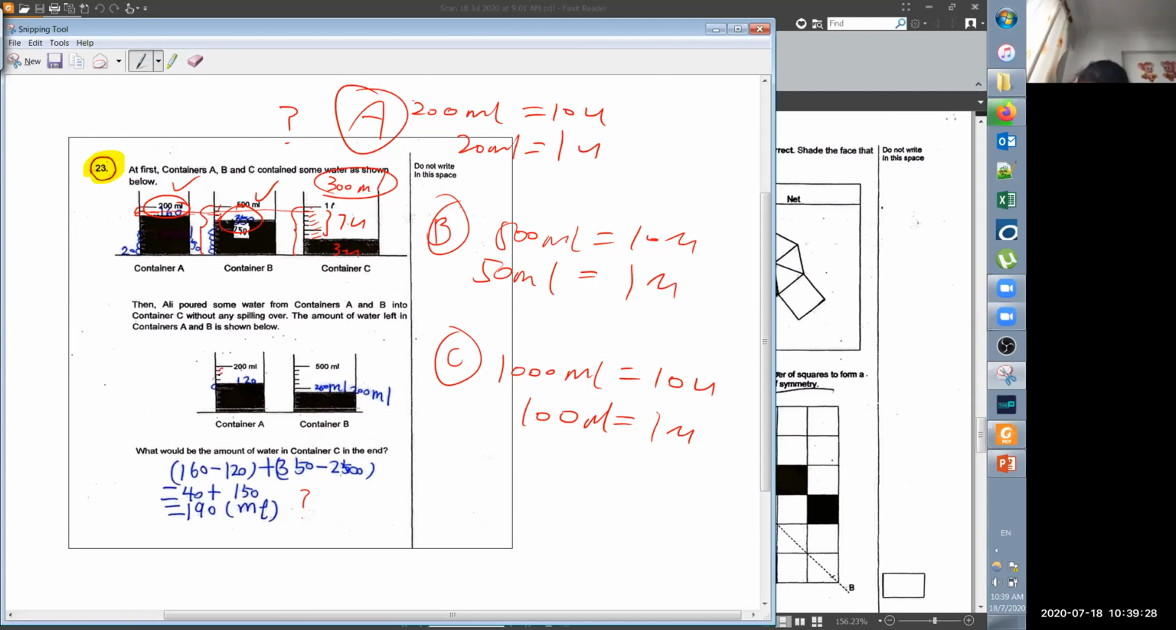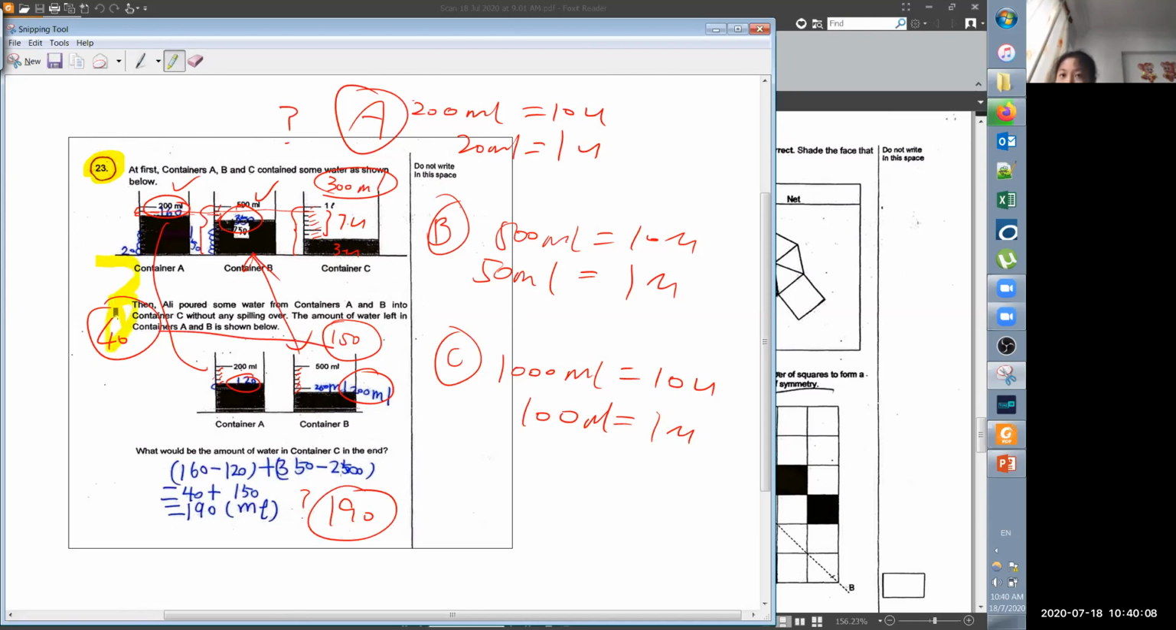So it is 1, 2, 3, 4. Yeah, so you have 120 left. So that means you pour 40 out from A. Now look at this. So how many you have? 1, 2, 3, 4, 5, 6. So 6 times 50 is 300. So you have 200 left. So compared to the 350, 150 out. So that means the amount of water taken out of this A and B together is 190.